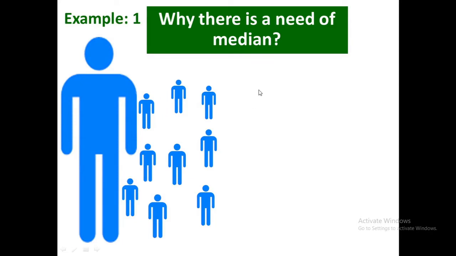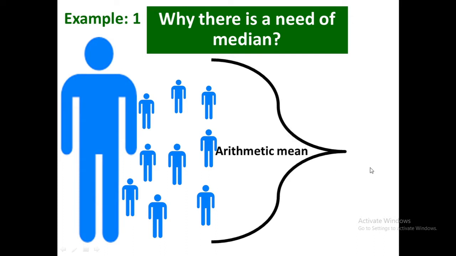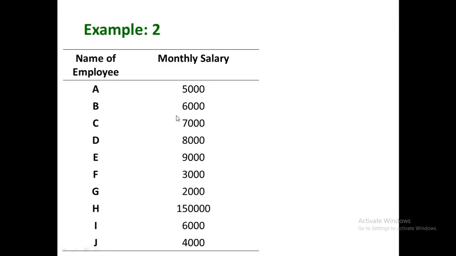Why is there a need for median? Let's understand with this example. If we take the population where we want to calculate their average body weight, and if we are using the arithmetic mean, the average body weight is even much more than 90% of the population because of this outlier. Similarly, in this example, if we want to calculate the average monthly salary of 10 employees of a company, and by using arithmetic mean, the average value comes around 20,000, and in this case 90% employees are having even less than 50% of this average value.